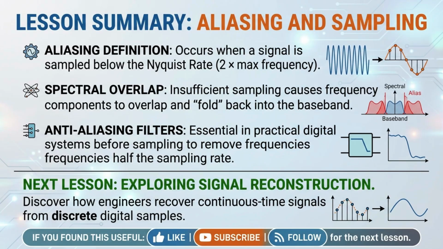In this lesson, we learned that aliasing occurs when a signal is sampled below the Nyquist rate, causing high-frequency components to appear as false lower frequencies. We also saw how insufficient sampling leads to spectral overlap, and why anti-aliasing filters are essential in practical digital communication systems. In the next lesson, we will explore signal reconstruction and discover how engineers recover continuous time signals from discrete digital samples.